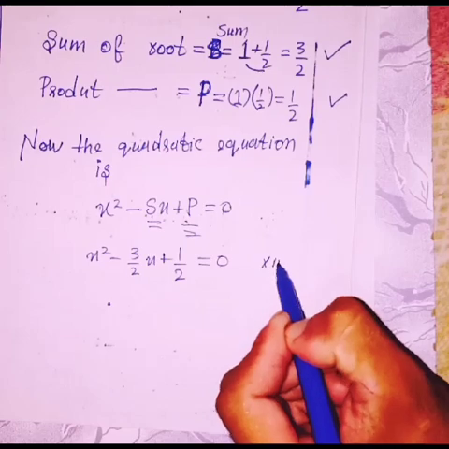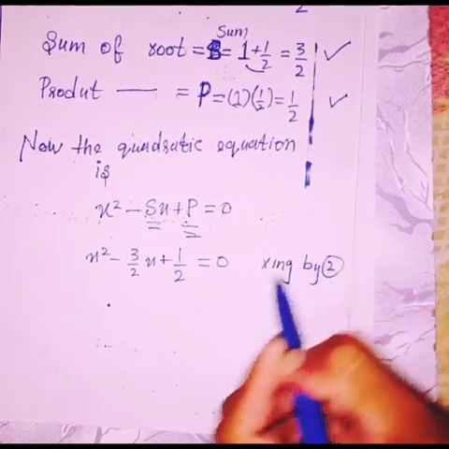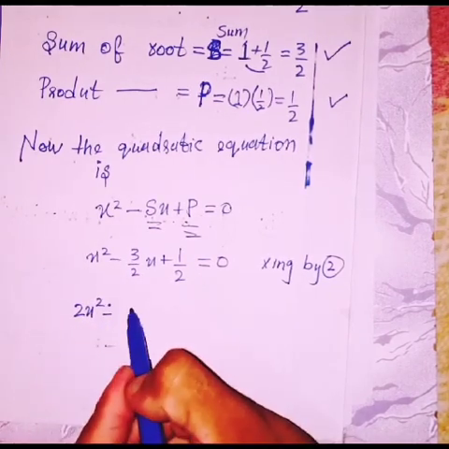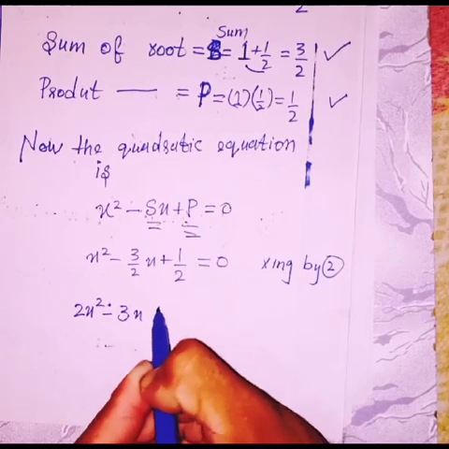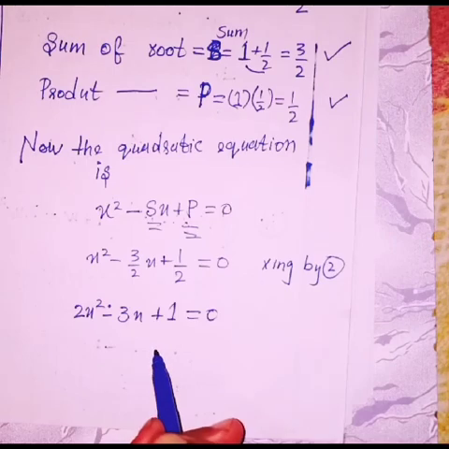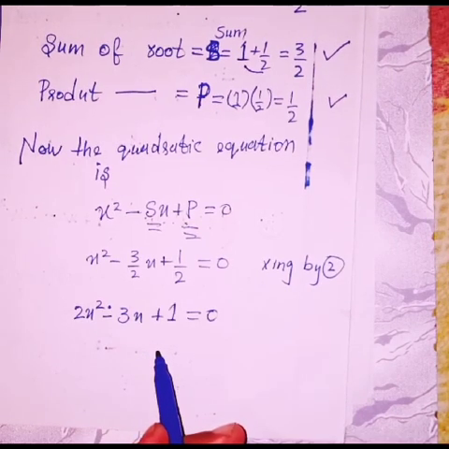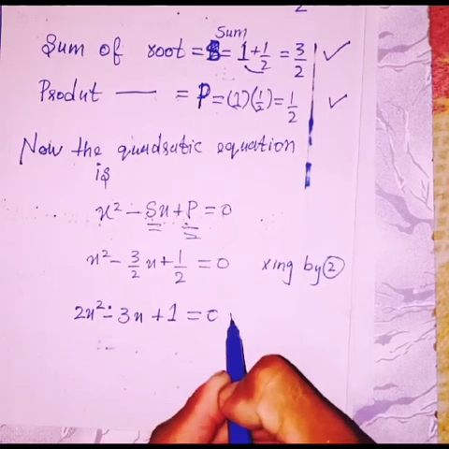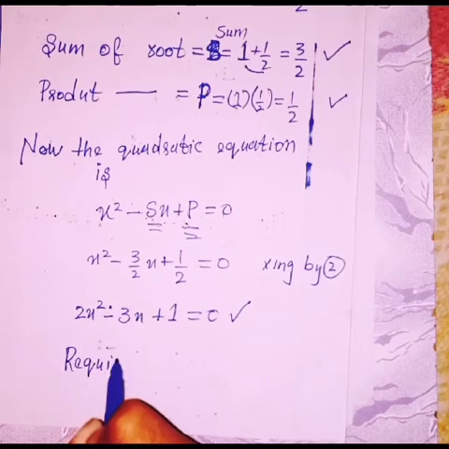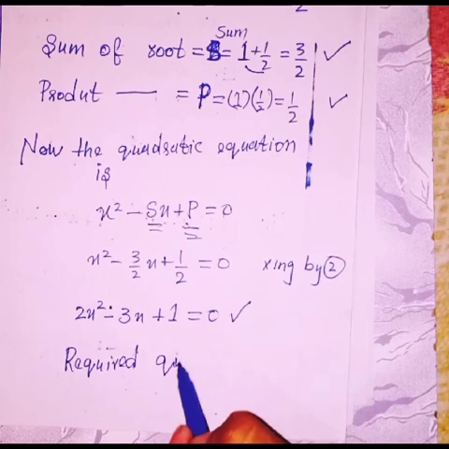Now multiplying both sides by 2, we get 2x square minus 3x plus 1 is equal to 0, which is the required quadratic equation.